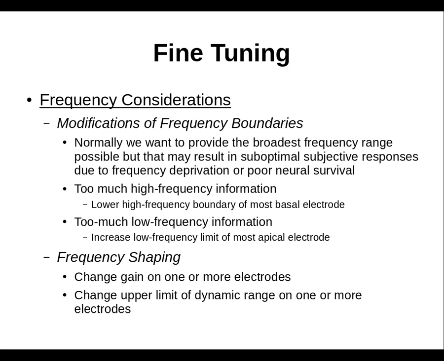Additional fine-tuning might come in the form of modifying the frequency boundaries. So normally with cochlear implants, we want to provide a very broad frequency range. We want the cochlear implant recipient to have as great of access to sound as possible. But we know that there may be some subjective responses that are negative, and we know that this may be because, say, we have too much high-frequency information. So maybe we can lower the high-frequency boundary of that most basal electrode.